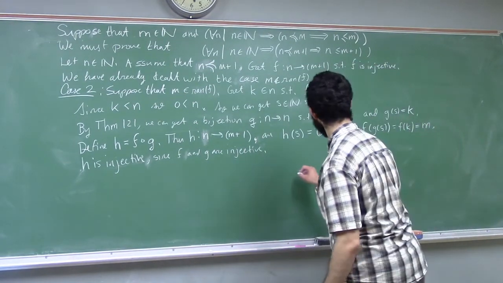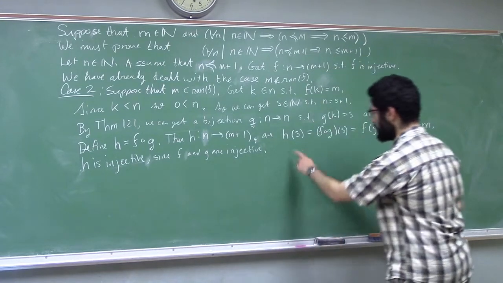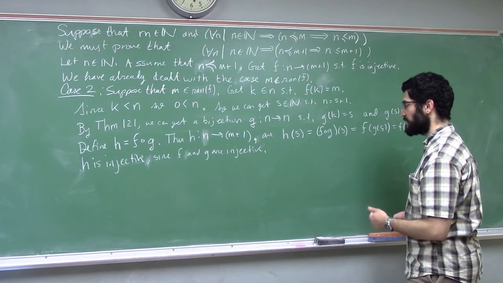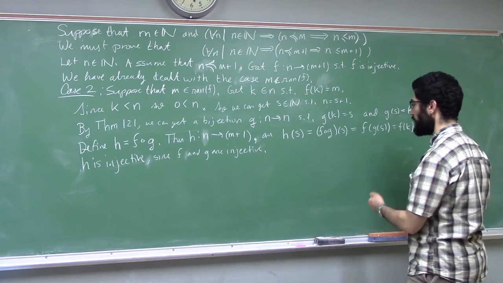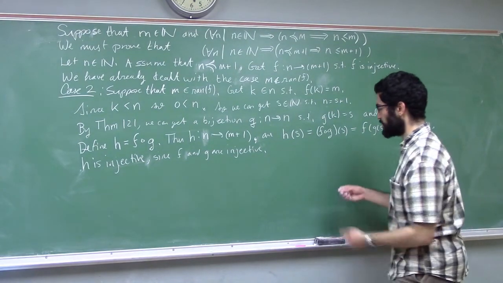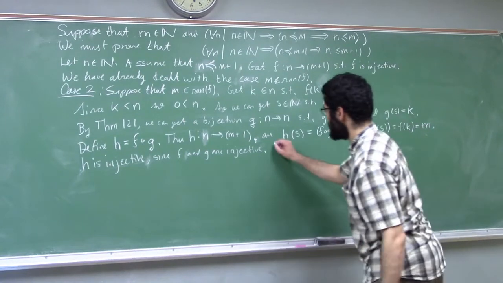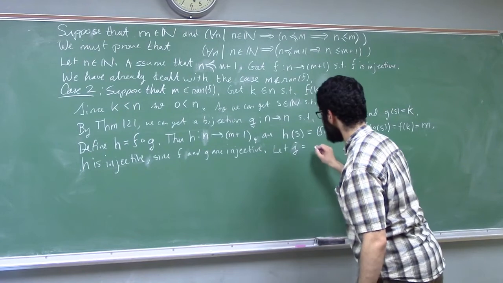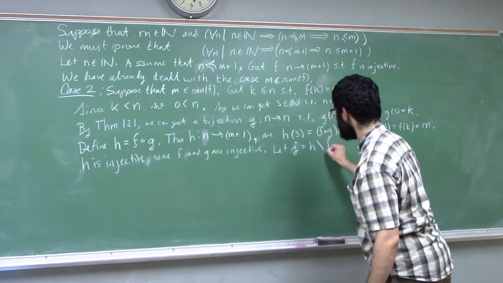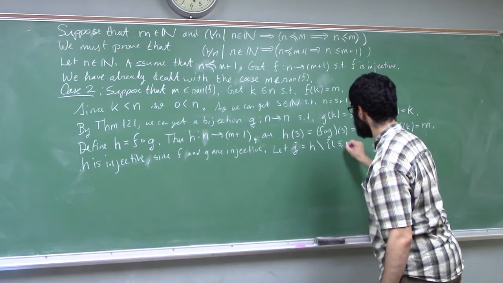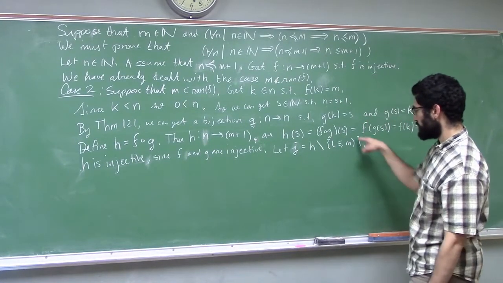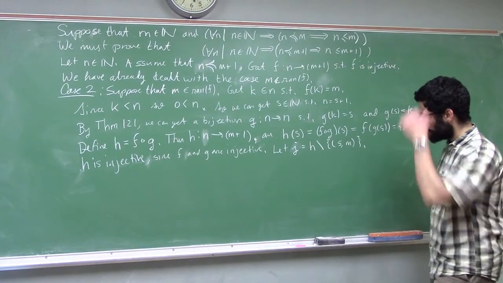Now, h of s is m. That means h as a set of pairs contains the pair s comma m. It maps s to m, so it contains the pair s comma m. Let j be h with that pair deleted. So remove the pair s comma m. So I'm going to delete this singleton set, delete this one pair.